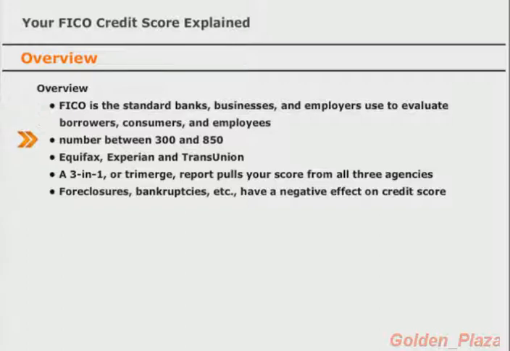Your credit score is a number between 300 and 850 and is obtained from the major U.S. credit reporting agencies, Equifax, Experian, and TransUnion. A 3-in-1 or tri-merge report will pull your score from all three of these agencies. If you have had 60 and 90-day late payments on your credit report, your score drops. Foreclosures, bankruptcies, and collections negatively affect your score as well.